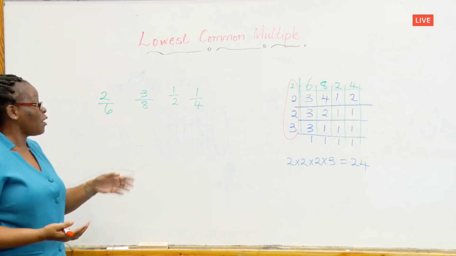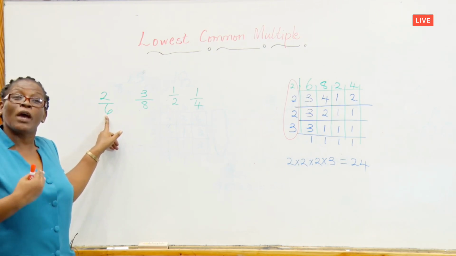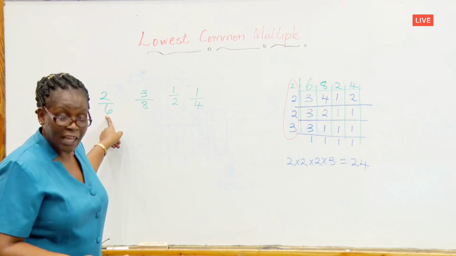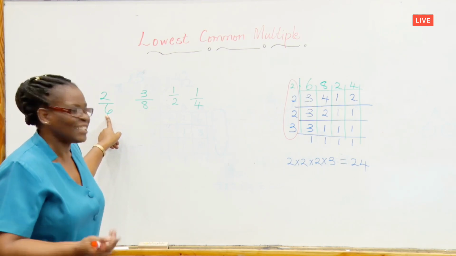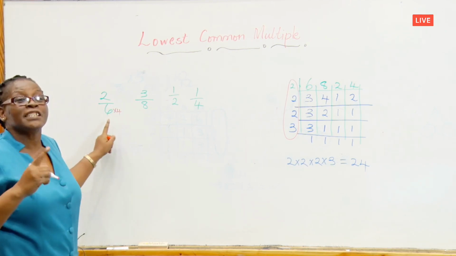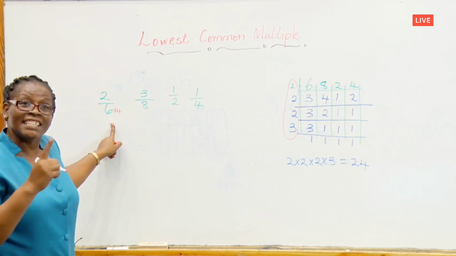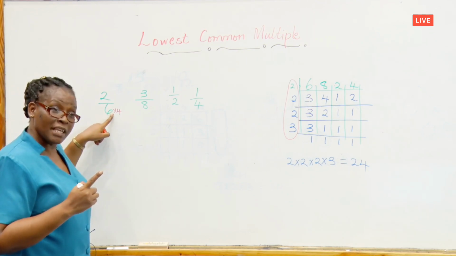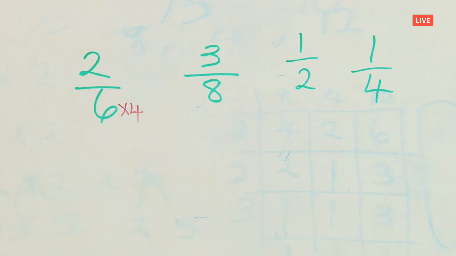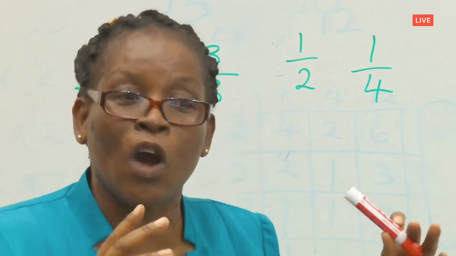That will be our new denominator. So we are going to make all these denominators into 24. So I ask myself, here is 6. How do I get 6 to become 24? Yes, so we multiply 6 by 4 and we get 24.